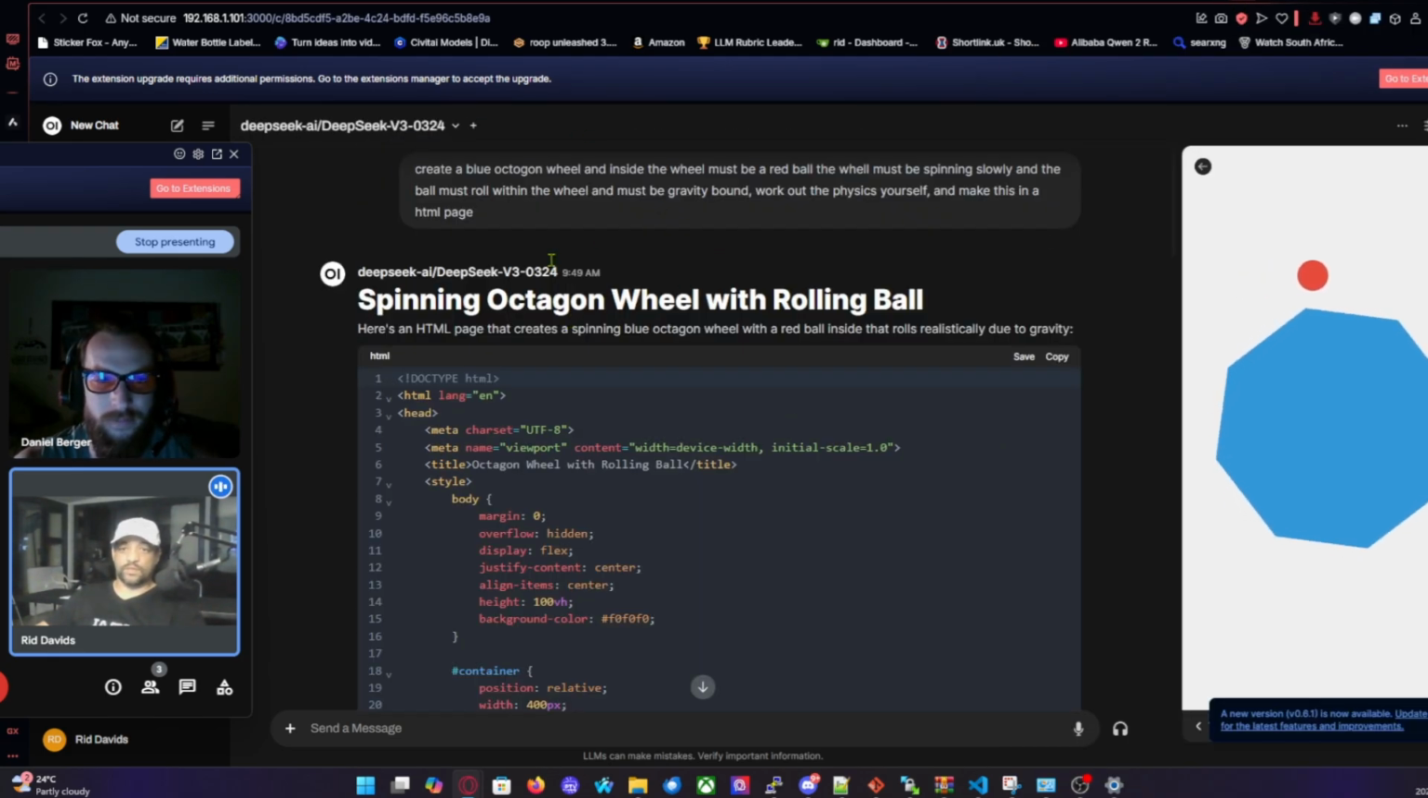This is what Deepseek did. We just spun it again. This is the latest Deepseek V3 0324. And look there, at least it's got an octagonal shape like we said. And as you can see, the red ball does go in there, and it's moving and it's gravity bound. I mean, we could do some extra prompts. So this is zero shot prompting of the same thing. You can see it's copy and paste, same prompt. That looks a lot better.